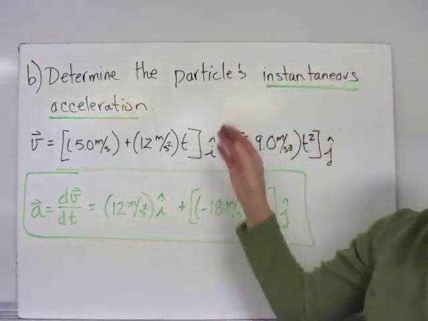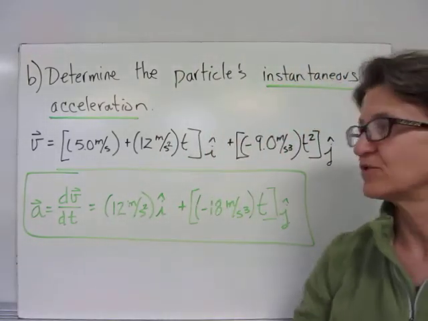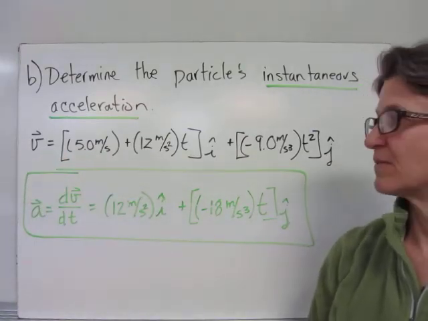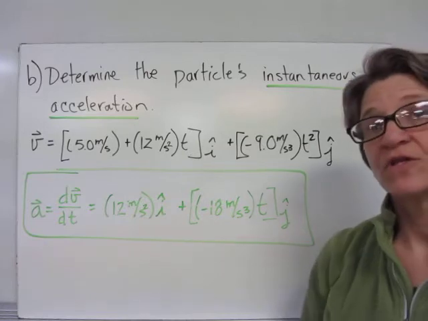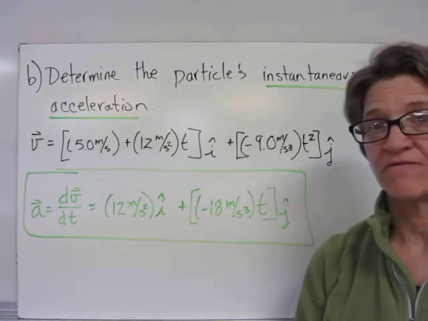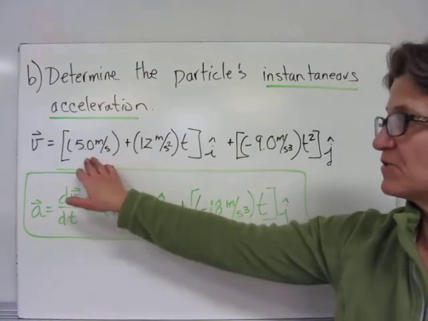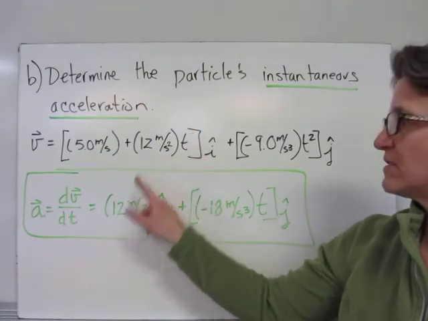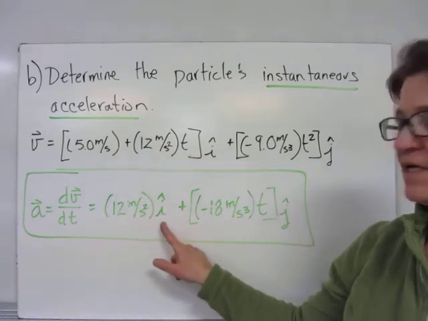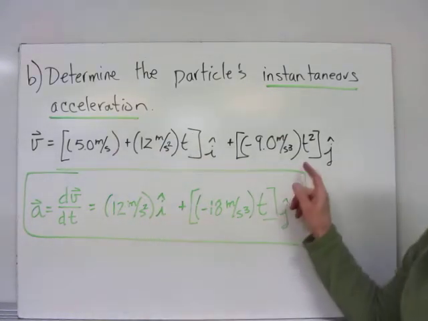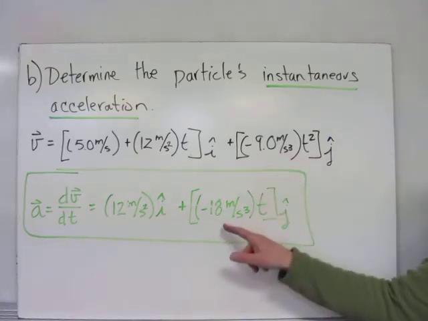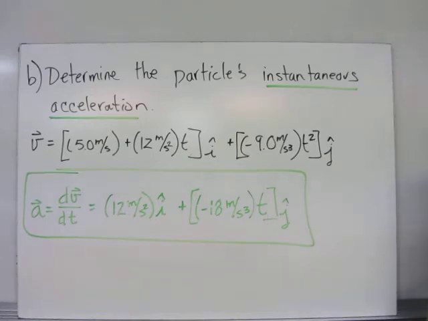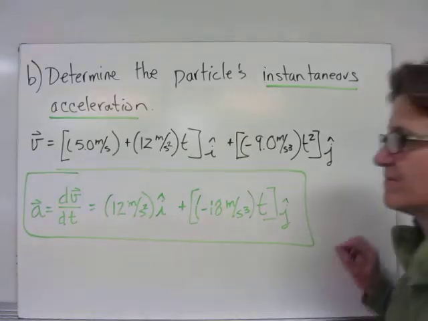We can determine the acceleration by taking the first derivative of the velocity. That's also the second derivative of the position. So again, if no t is involved, we drop that variable out, so the 5 meters per second drops. T has an exponent of 1, so 12 meters per second squared is our i value. T squared times -9, we have -18 multiplied by t for our j value, and that's our instantaneous acceleration.